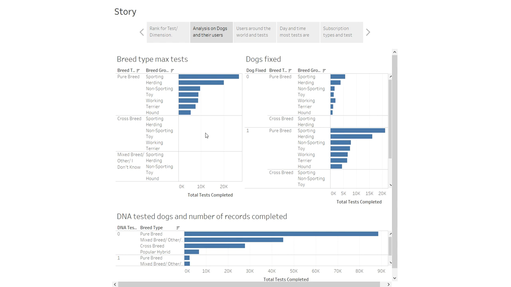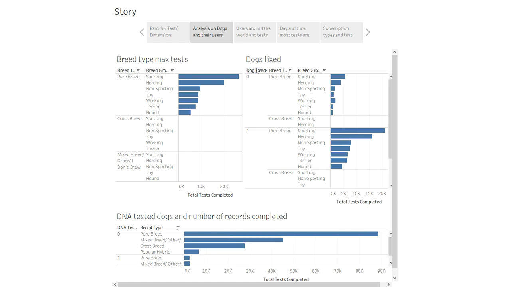I also analyzed the users. I hypothesized that those users who are more interested in dogs will finish more tests. For interest, I took two variables. First, those users who had their dogs DNA tested, and second, those who had their dogs fixed. Let's first go for DNA tested dogs. Now the number of records for DNA tested dogs was very small. So my hypothesis that those users who had their dogs DNA tested will finish more tests can't be properly proved here.